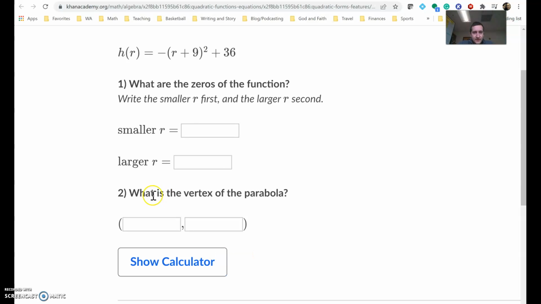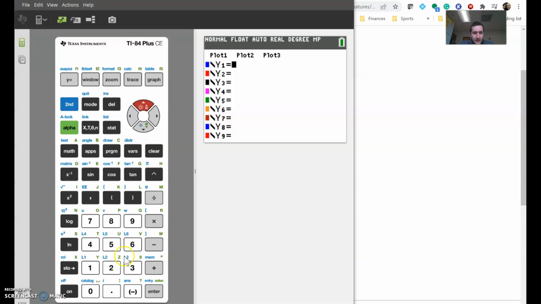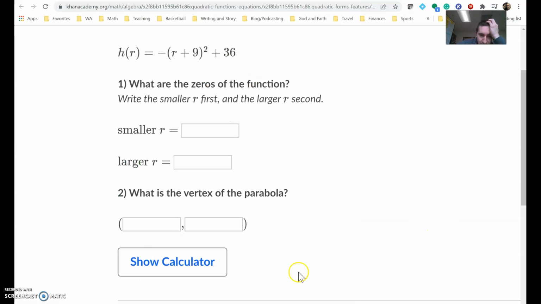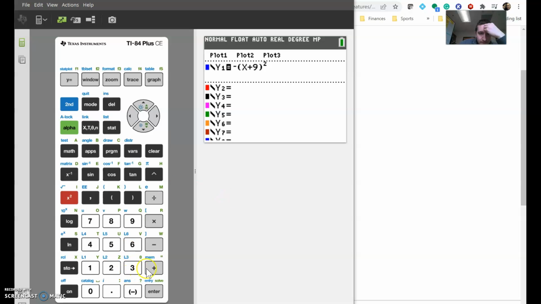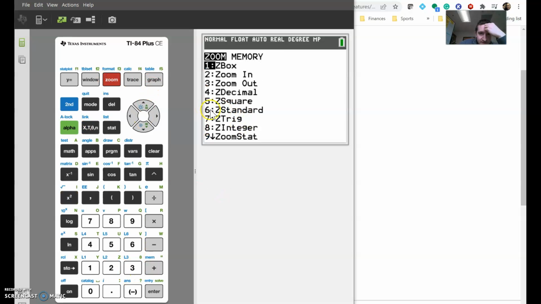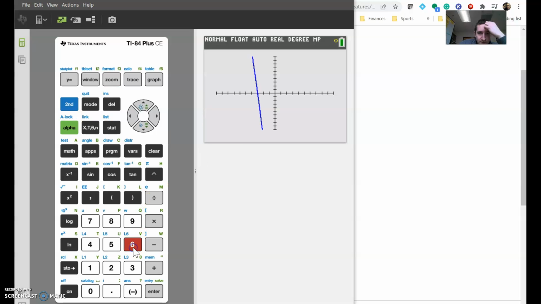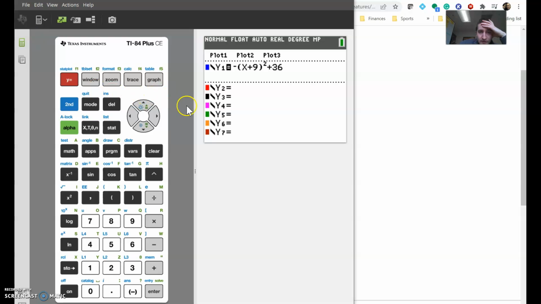So let's type this into our calculator real quick. Negative x, anytime there's a variable, just use x. So negative x plus 9 squared. I'm going to have to hurry. Negative x plus 9 squared plus 36. I'm going to hit zoom 6. Whenever I'm not sure if I've been zooming in or out, zoom 6 is a good way to start. Whoops, I forgot the square, didn't I?